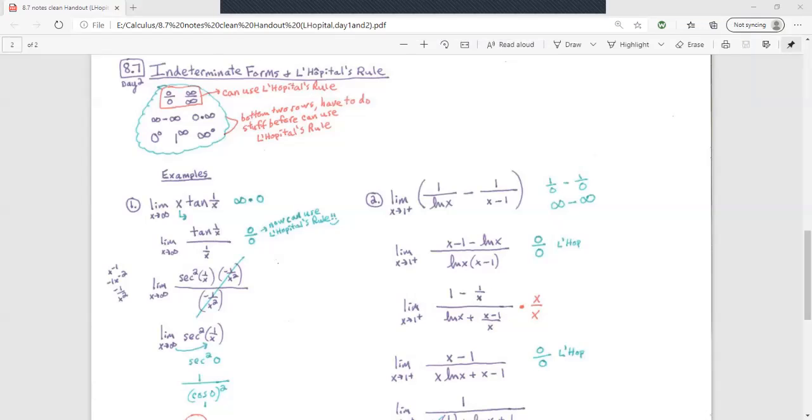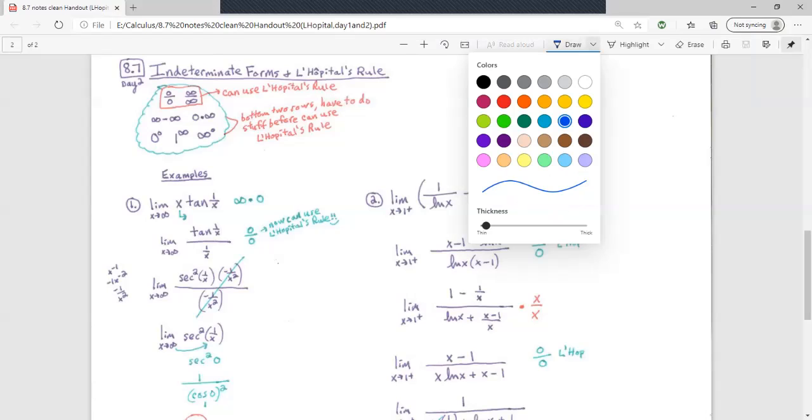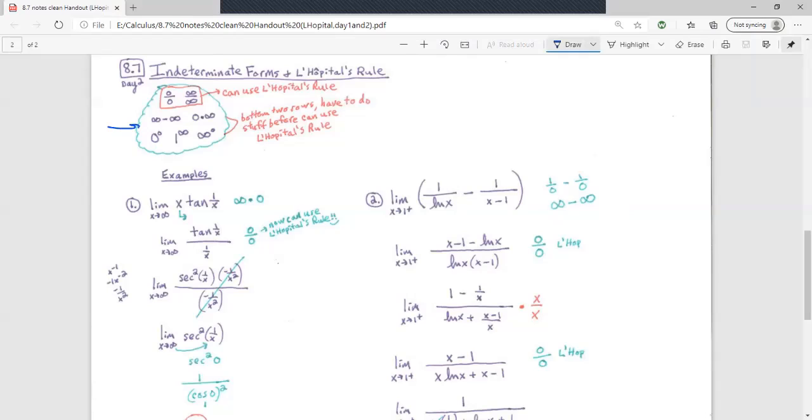Still sticking with indeterminate forms here. This video, we're going to talk about what happens when we have things on these bottom two rows right here. It gets a little bit more involved, but we're essentially going to turn it into 0 over 0 or infinity over infinity, and then kind of go from there.